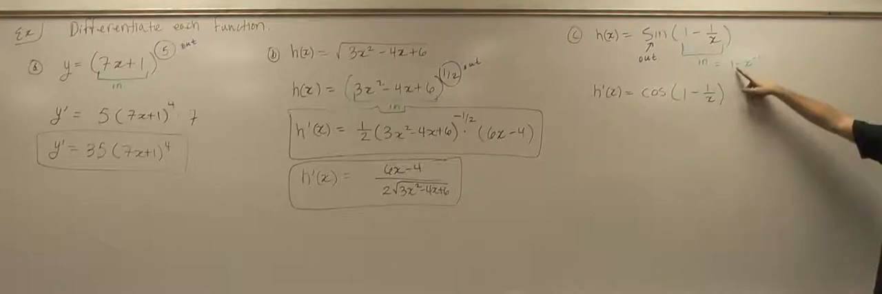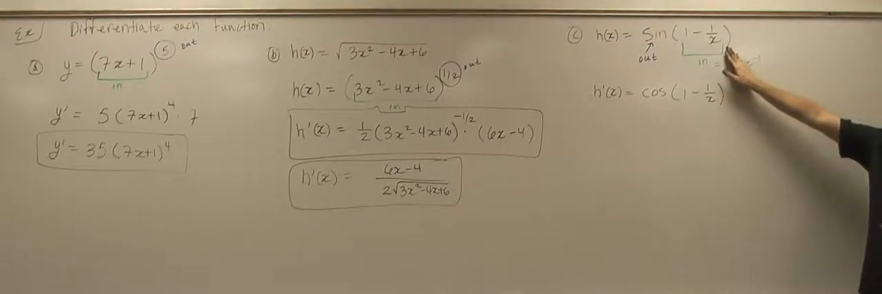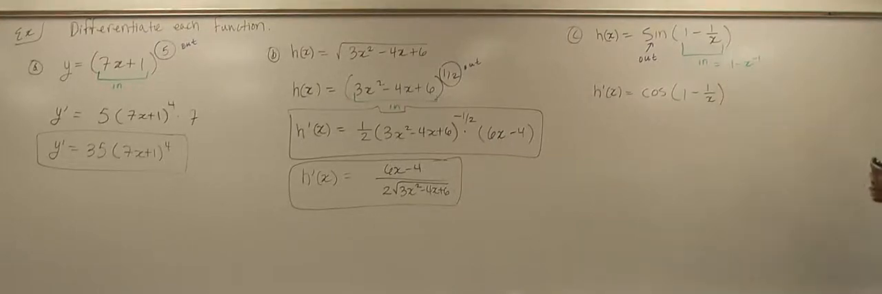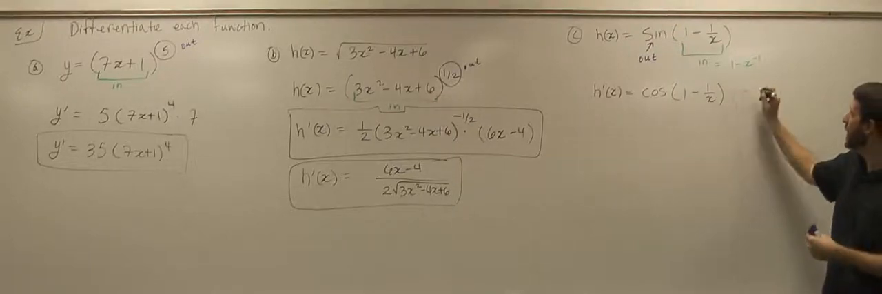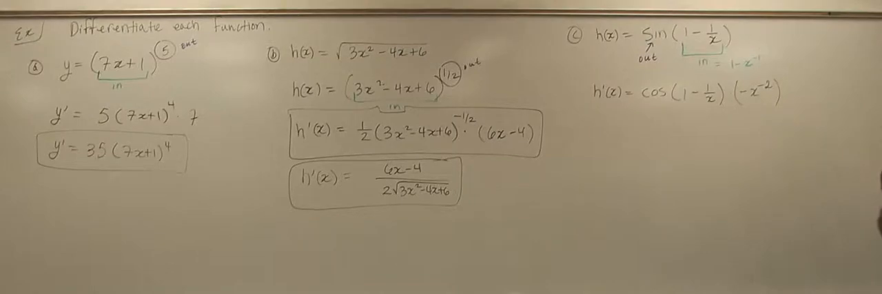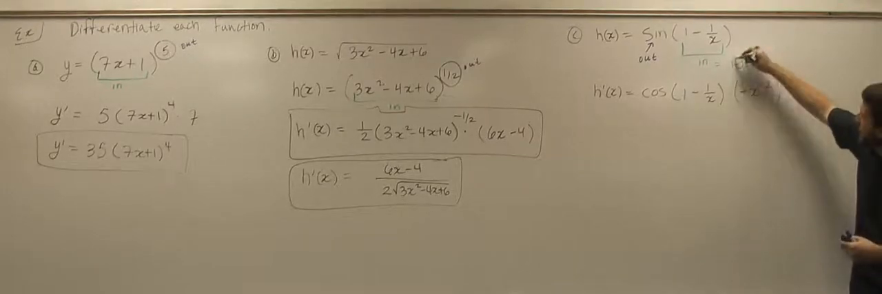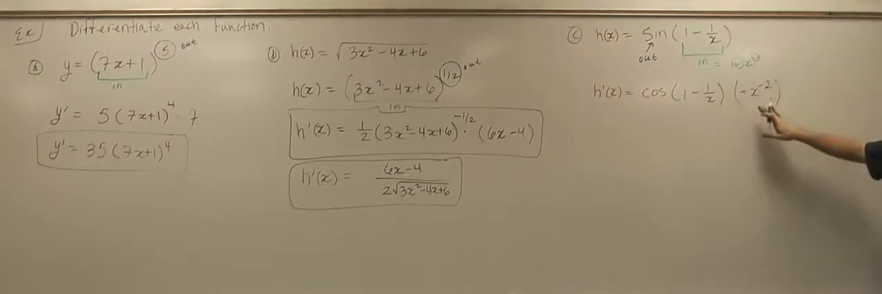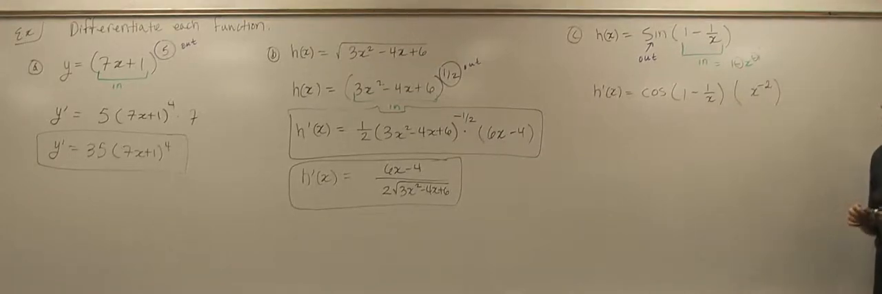So the derivative of 1 goes to 0, but then the derivative of x to the negative 1 will be negative x to the negative 2. But what about the negative that's before the x? Oh, positive. Yeah, this negative and this negative will be positive. Bring it down. Okay.